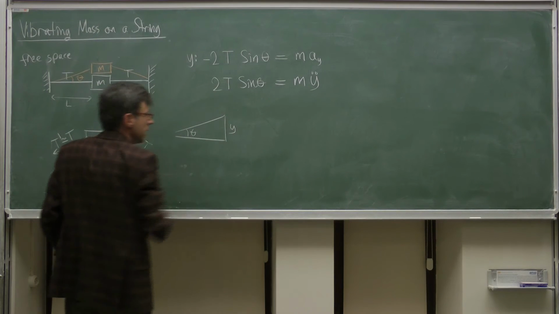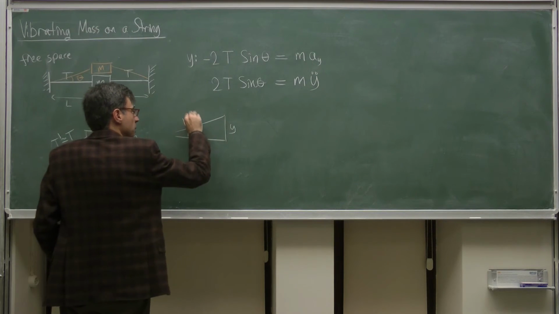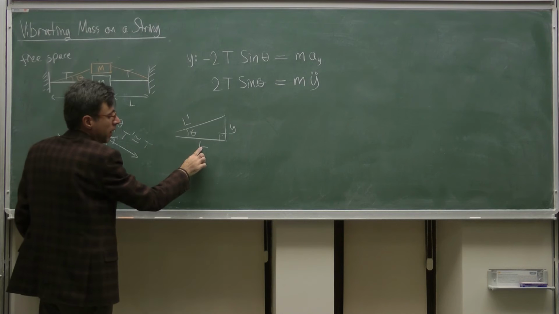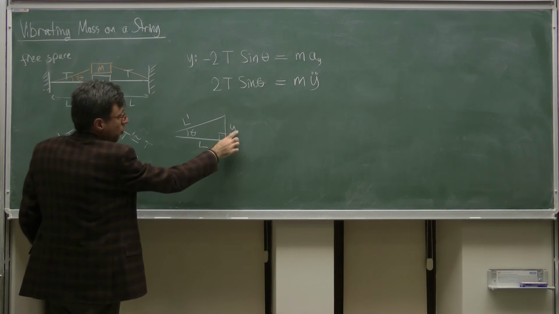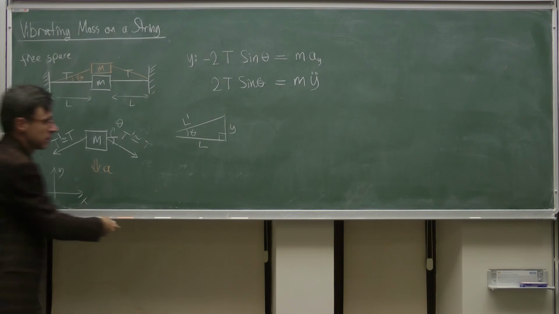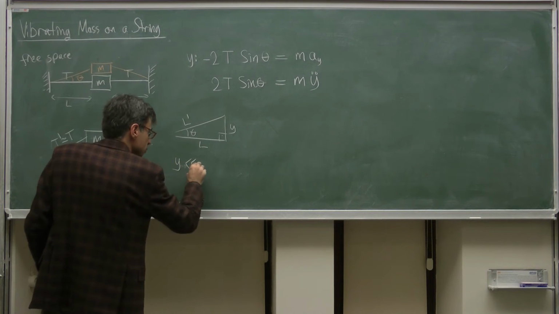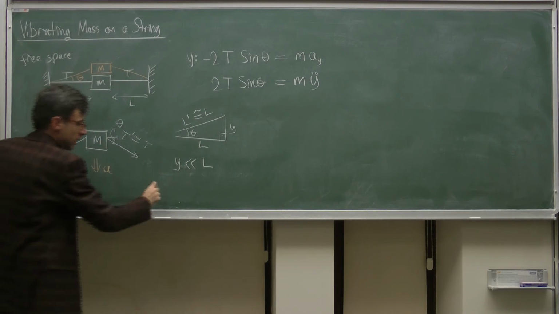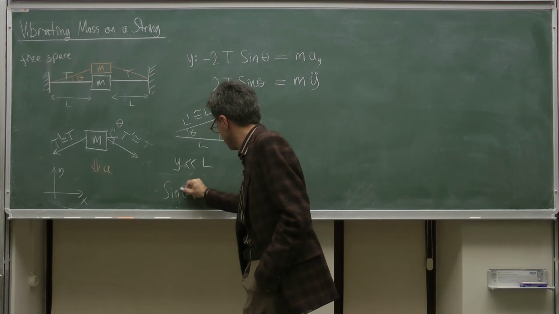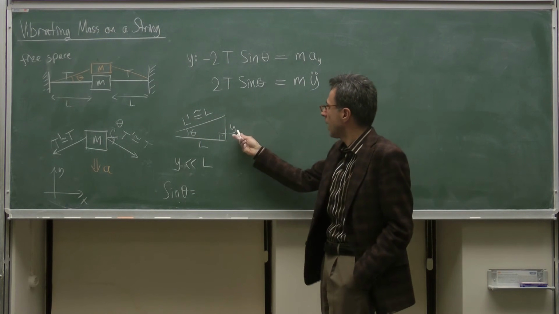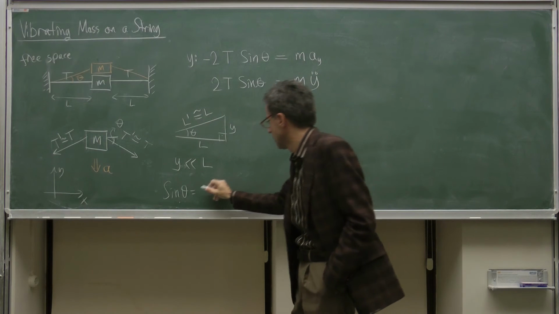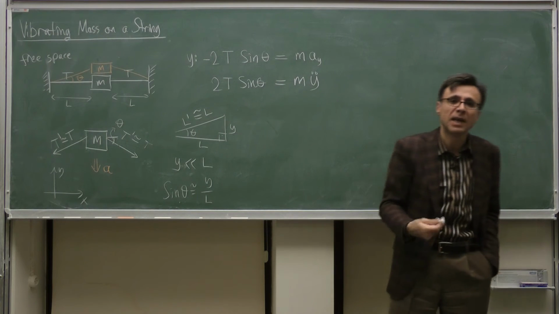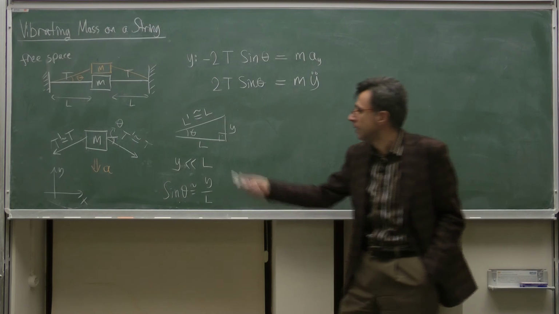Theta, y, L, and this is L prime. The square of L prime is equal to the square of L plus y squared. But here is the definition of slight disturbance: if y is much smaller than L, then L prime is approximately equal to L. Then sine theta is equal to y divided by L prime, which is approximately y divided by L. So when theta is small, sine theta is approximately equal to tangent theta, which is y divided by L.